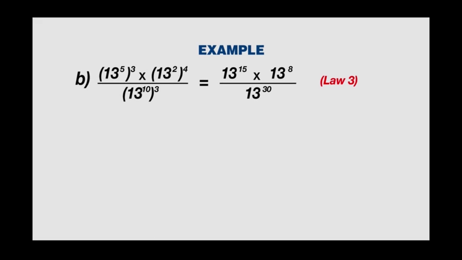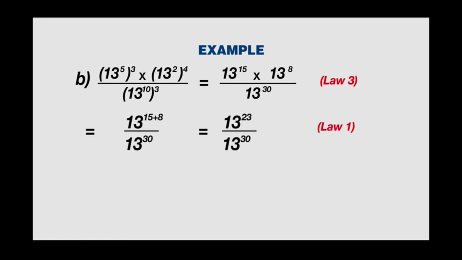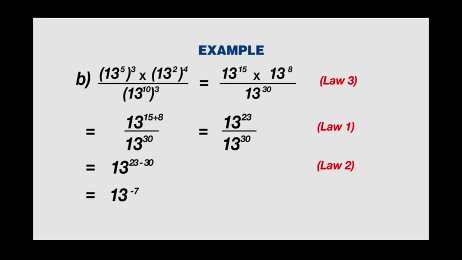Now, we will use the multiplication law for the numerator. And then finally, we use the division law. So that gives us 13 raised to the power 15 plus 8 divided by 13 raised to the power 30. And that will be equal to 13 raised to the power 23 divided by 13 raised to the power 30. Now using the division law, we will subtract the powers. So we get 13 raised to the power 23 minus 30. And our final answer is 13 raised to the power negative 7.